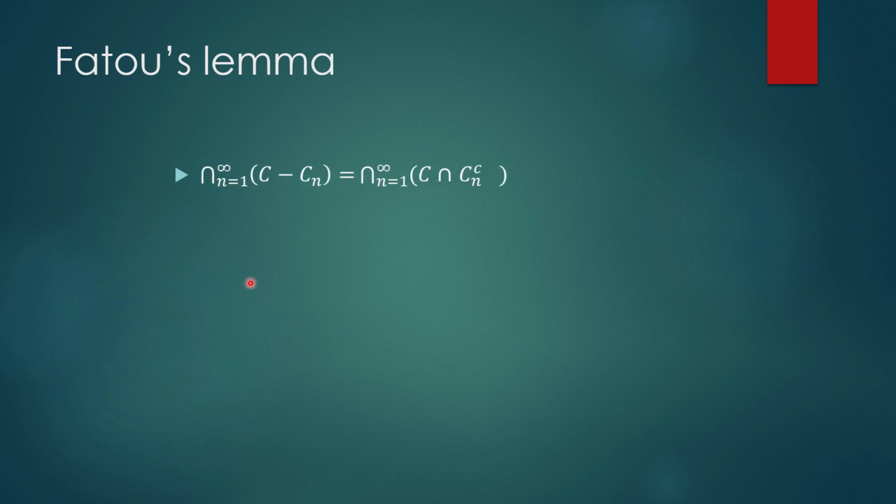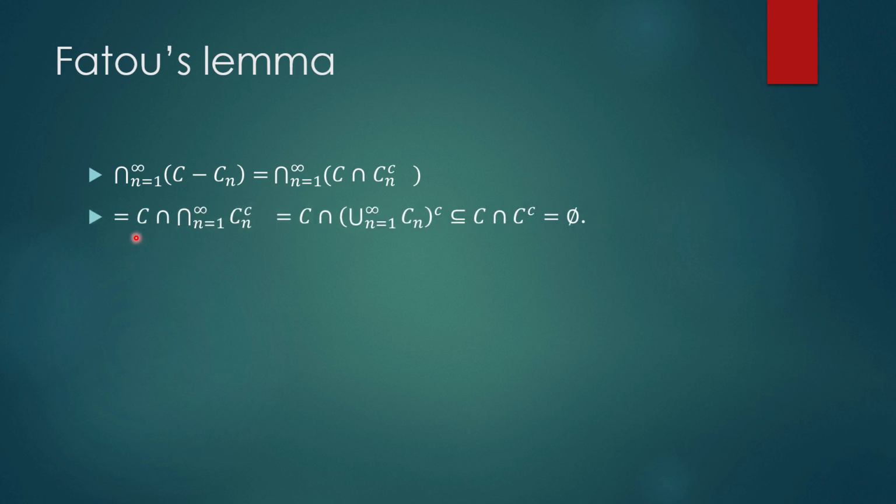Okay. So for a decreasing sequence of sets, you take the intersection over n going from 1 to infinity, and that is exactly equal to the intersection over n of C intersection C_n complement. All right. But C intersected with the intersection of C_n complement is exactly equal to, by De Morgan's law, this one. But since C is a subset of the union of C_n, the complement of the union of C_n will be a subset of the complement of C. That is what I am writing here: C intersection C complement, that is phi.